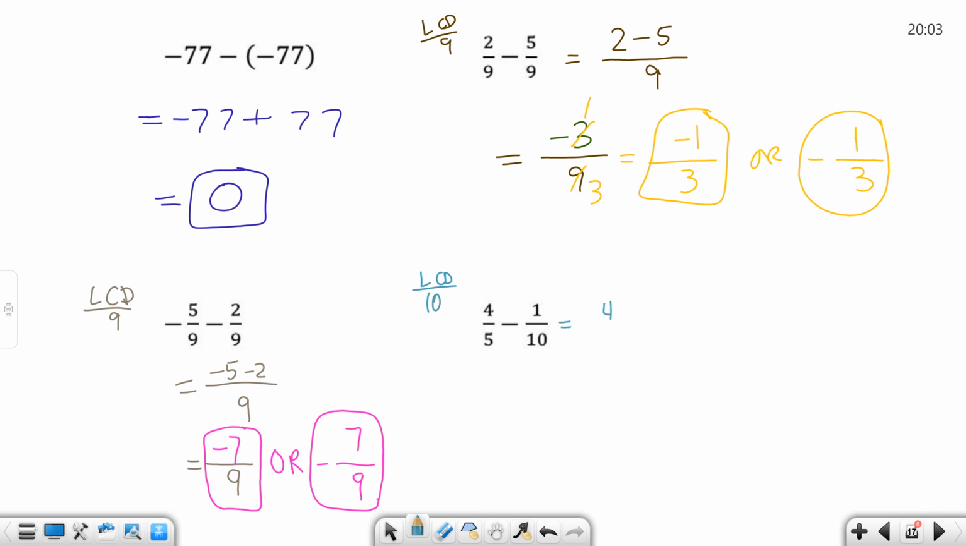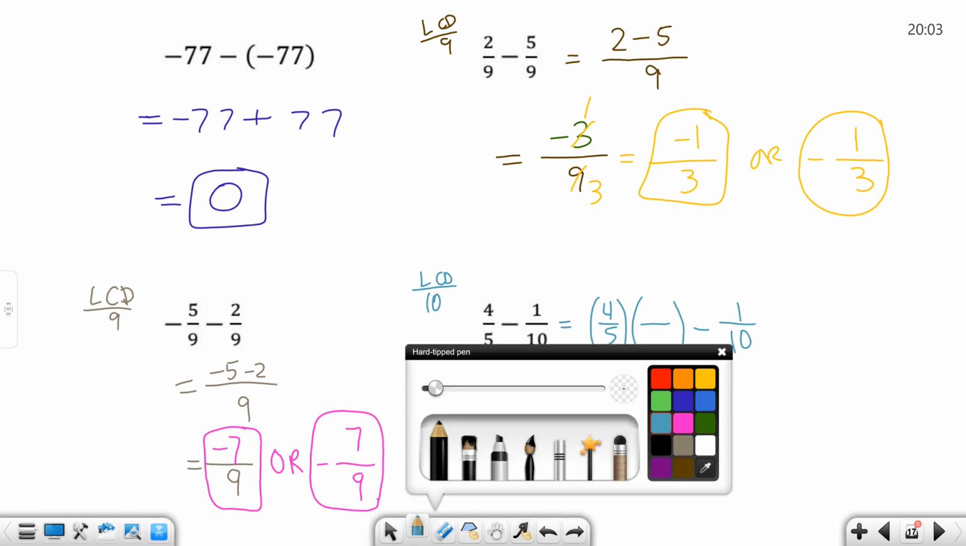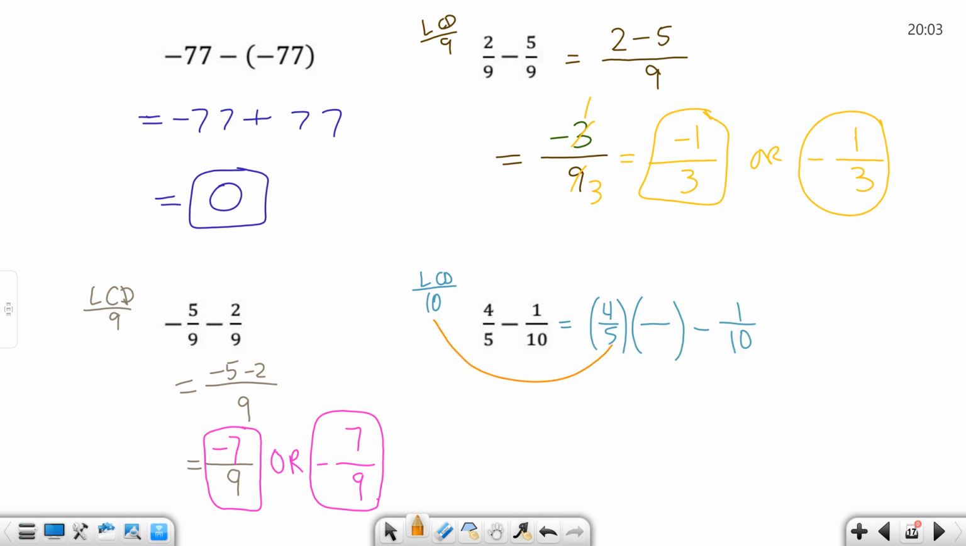So I'm going to multiply 4/5 times something because this 5 is not already 10. And then minus 1/10. Since this 10 is already 10, I don't need to do anything with that, right? So what do I multiply by 5 to get 10? 2. So whatever I put in the denominator, I put in the top, the numerator. So that's going to be 4 times 2 is 8. 8 over 10, right? 8 over 10 minus 1 over 10.